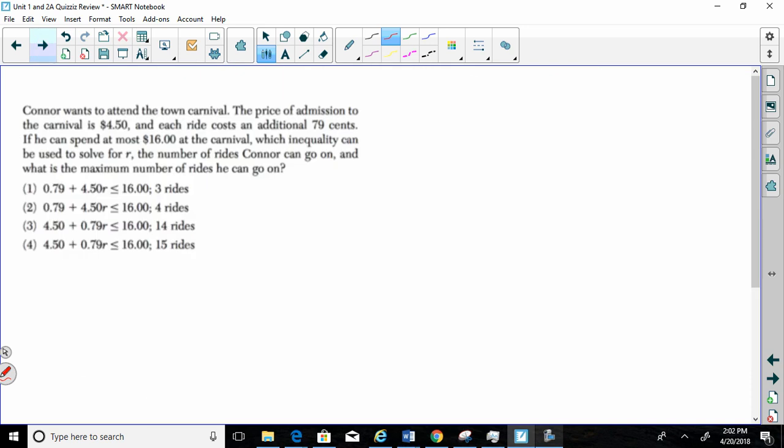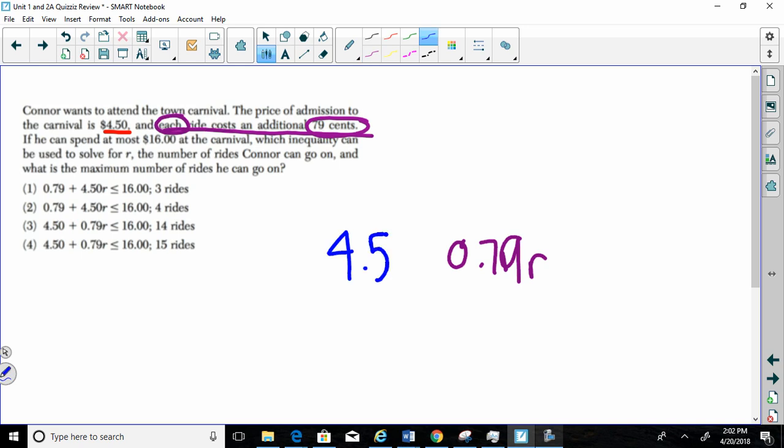All right, Connor wants to attend a town carnival. The price of admission is $4.50, and each ride is an additional 79 cents. So, which one would be your slope? Which one would be your y-intercept? 79, because it's 79 cents. So I know that 0.79 is per additional ride, and then the initial value is $4.50, right? Because that's what you're paying up front. So first of all, which answer choices don't have that? 1 and 2, right? Then we need to figure out how many rides.